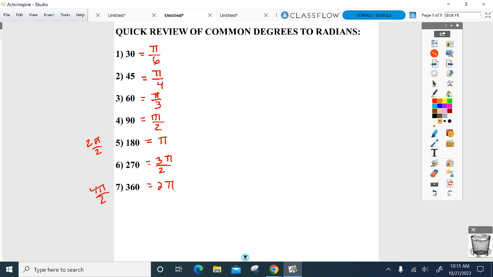Would 1.5 pi also work for like 270? Yeah, it would. Are you ever going to see 1.5 pi from me? Probably not. You'll see 3 pi over 2. All right. Would you take off points if we did 1.5? Why would I? It's correct. I'm not going to knock you because you don't do it like me. Absolutely not.